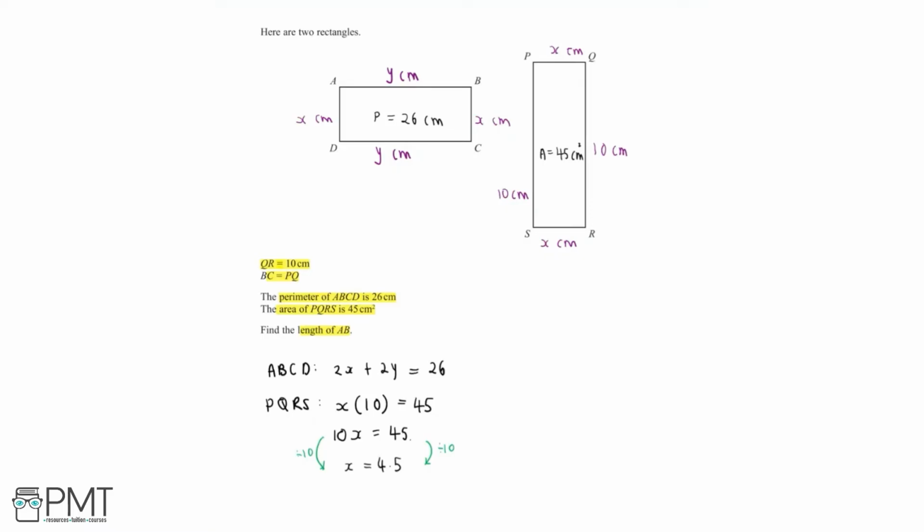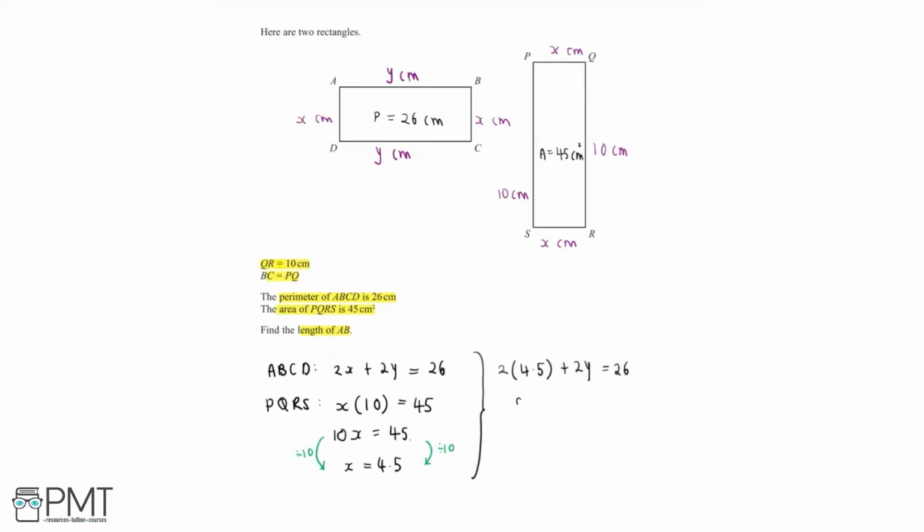Now in this question, we're asked to find length AB, which we said was equal to y. So let's go back to our expression that 2x plus 2y is equal to 26. We've now found that x is equal to 4.5, so we can substitute this value into our expression. 2x plus 2y would be equal to 2 multiplied by 4.5 plus 2y is equal to 26.